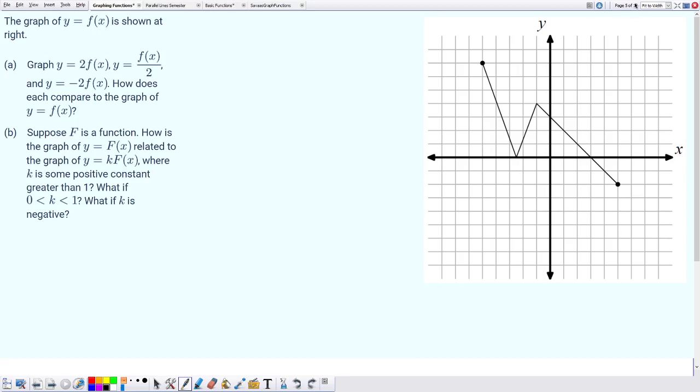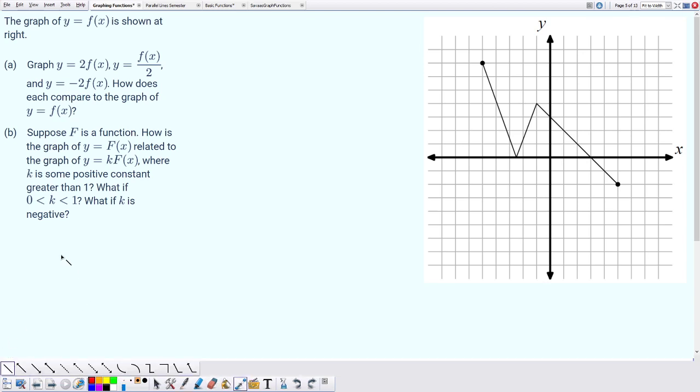Hello everyone. So we have another problem where we have to graph a function. The graph of y equals f of x is shown on the right. Part A asks us to graph y equals 2f of x, y equals f of x over 2, and y equals negative 2f of x. How does each compare to the graph of y equals f of x? So it's probably handy to make a table for this problem.